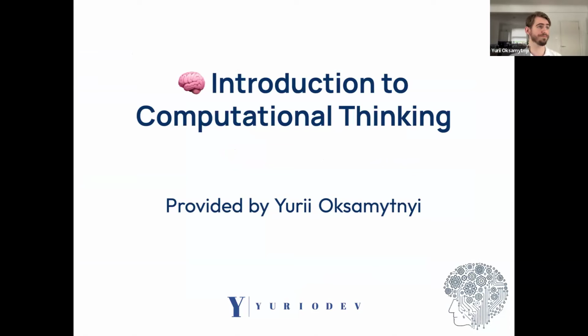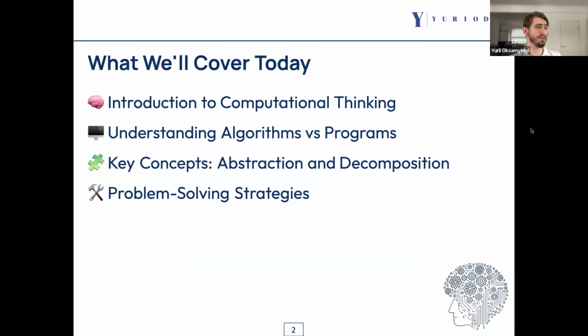Thank you so much. So, again, as I mentioned before, today's topic is going to be Introduction to Computational Thinking. Today we are going to cover the next 4 aspects: introduction, understanding the difference between algorithm and program. We'll discuss a concept of abstraction and decomposition, and we'll talk about some problem-solving strategies.